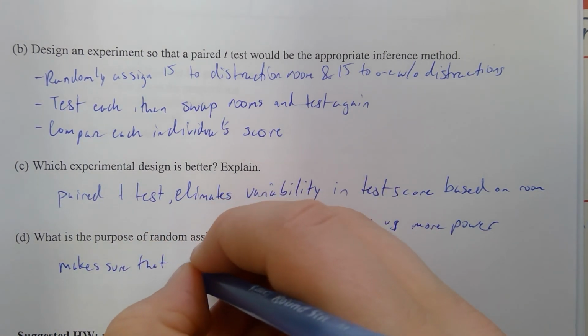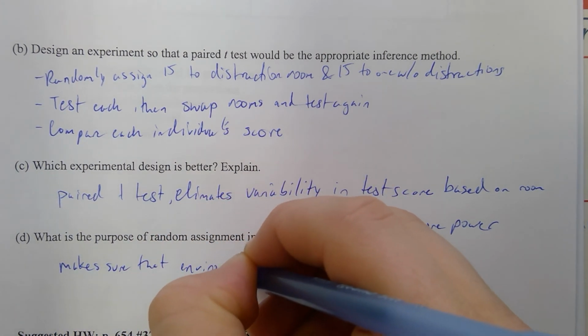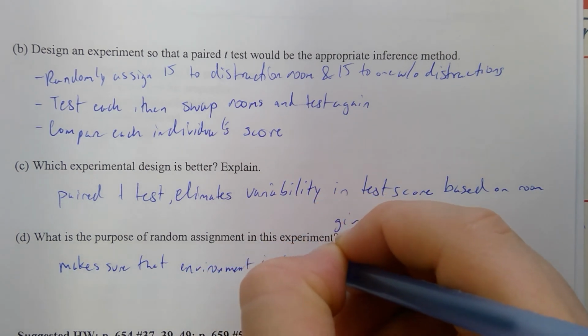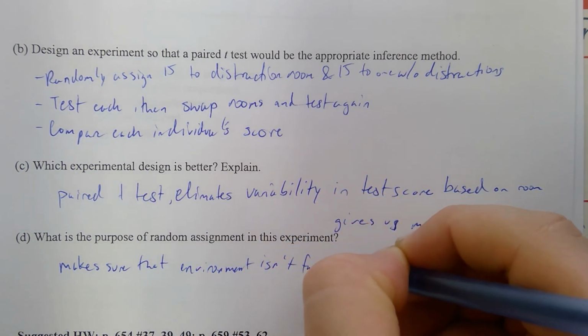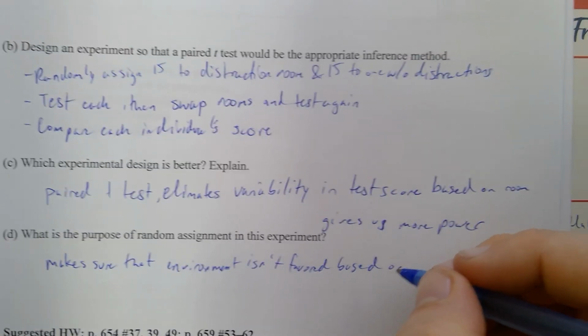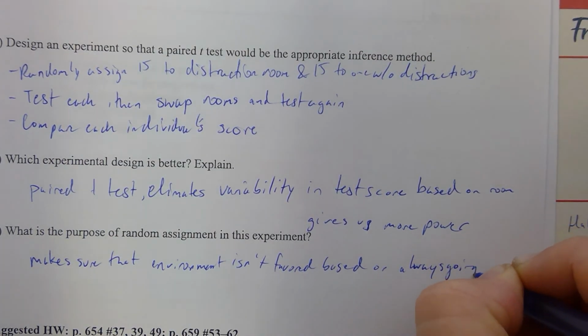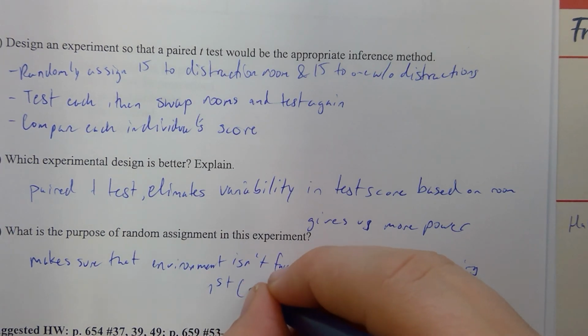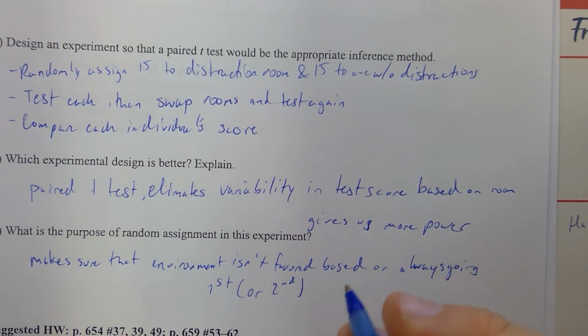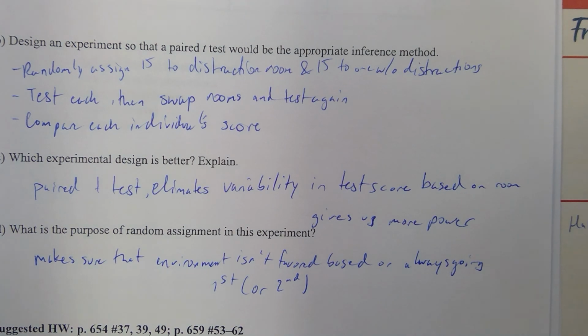So it makes sure that the environment isn't favored based on always going first or second. So we don't have everyone taking the test first with no distractions and then taking it with distractions. We're able to put in that element of randomness to prevent confounding.